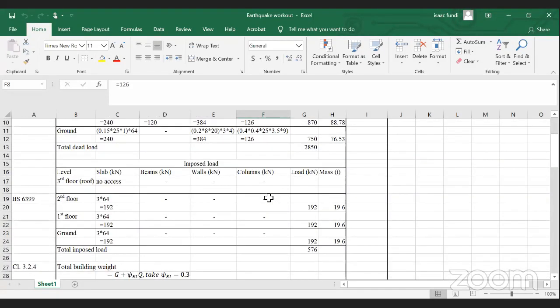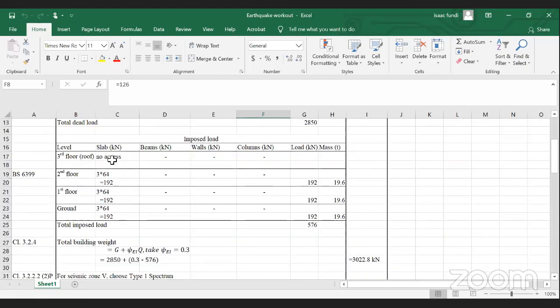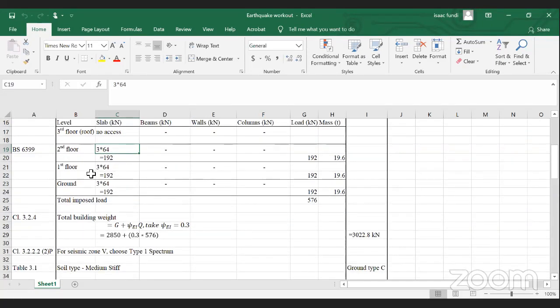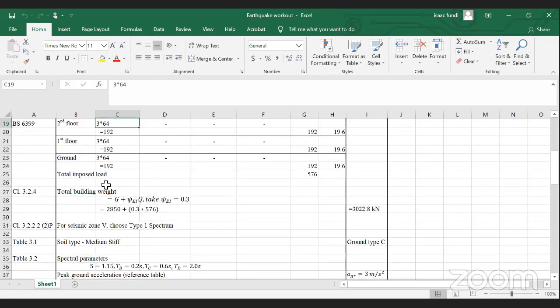Now, on the imposed load, again I've spread it out in terms of the levels. I made an assumption that since the roof has no access, there will be no imposed load there. On the second floor, we are having that. Where have I picked a value here? I've referred to BS 6399, which gives us the imposed loading depending on the use of the structure and its occupants. So the value can differ, but here I've picked a value of 3 from BS 6399, and multiplied it by the area, giving that value. Of course, this applies along the second, first, and ground floor. That gives a total imposed load of about 576 kilonewton.